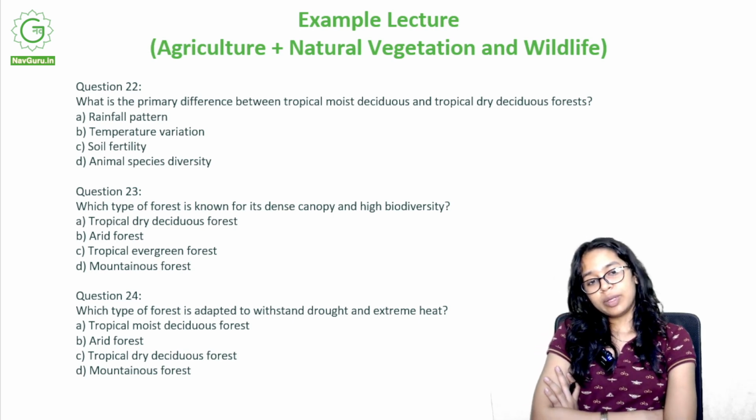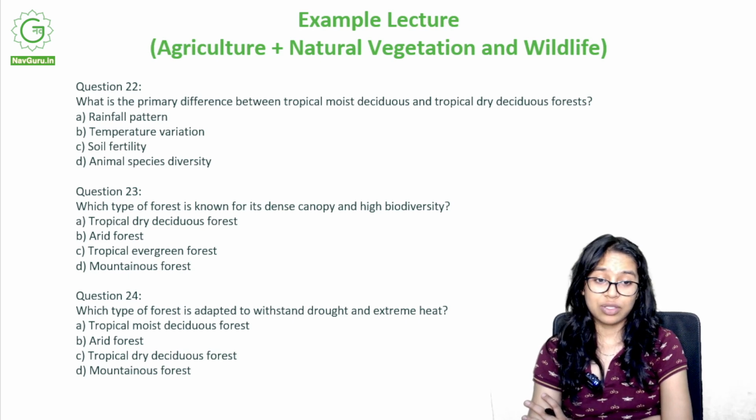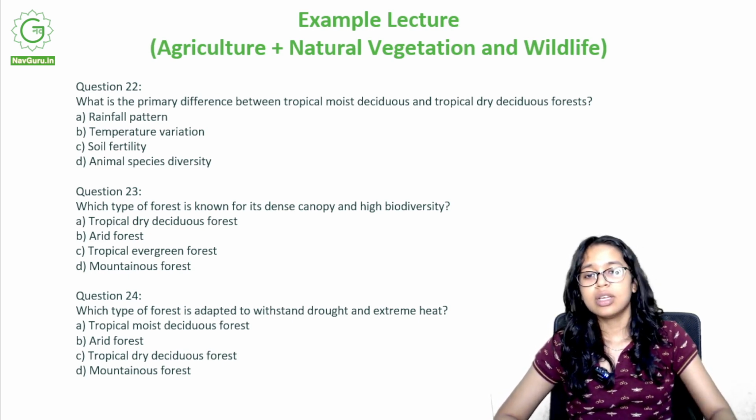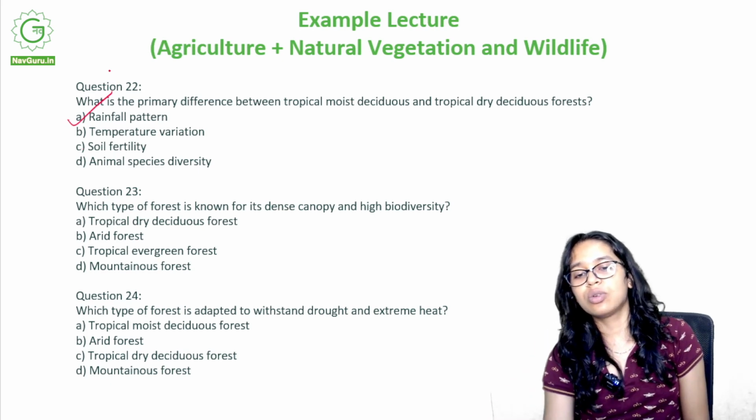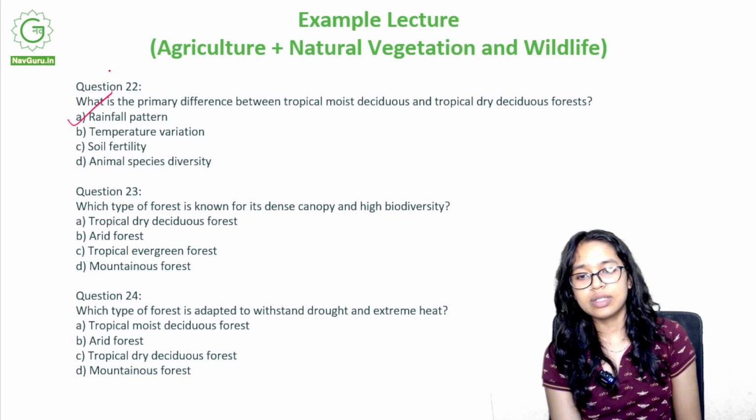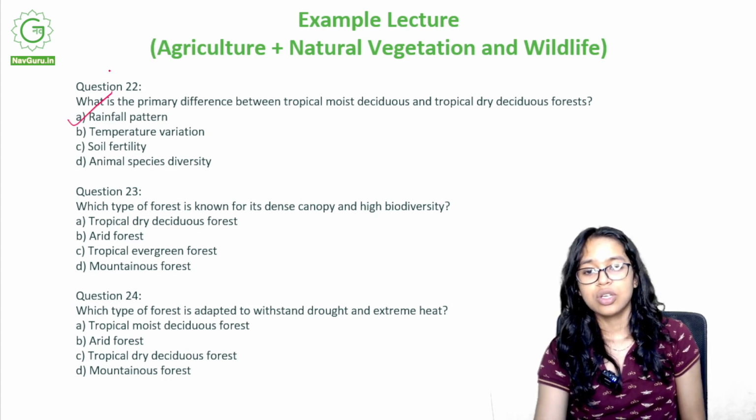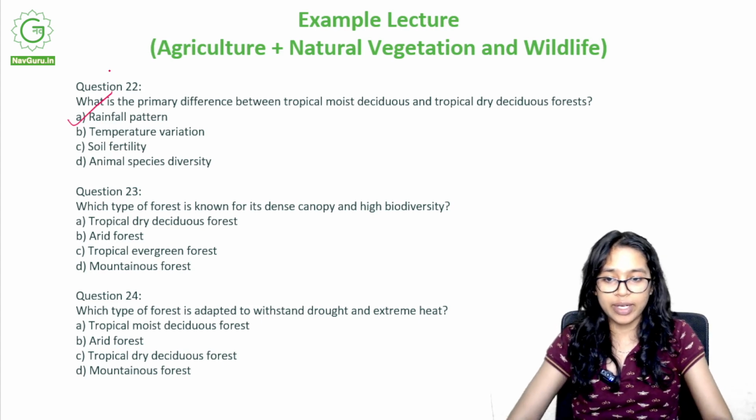Now A and B both could be the answer, because temperature variations only follow the rainfall patterns mostly, but we have a clearer answer in front of us, and that is A, rainfall pattern. Which type of forest is known for its dense canopy and high biodiversity? Tropical dry deciduous forest, arid forest, tropical evergreen forest, or D, mountainous forest? So which of these forests is known for its dense canopy and high biodiversity?